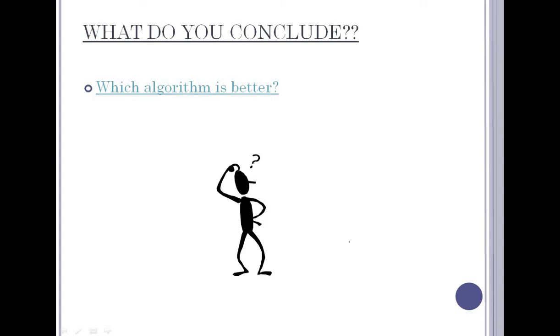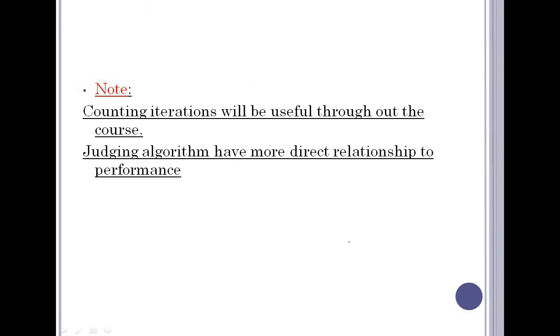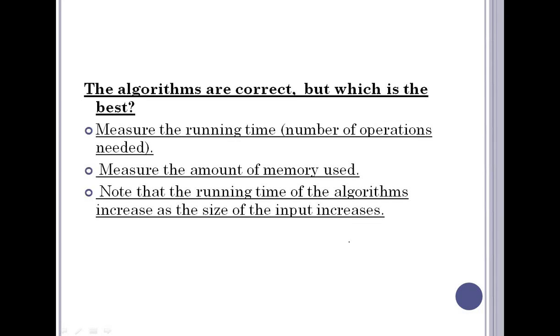Now we should ask which algorithm is better. Obviously we cannot simply find the time required to execute the program. Instead, we count the iterations. Counting the iterations is useful to find out whether the algorithm's performance is better or not. If it has more iterations, the performance is not good. If it requires fewer iterations, then the performance is good. So judging an algorithm has a direct relationship to its performance.